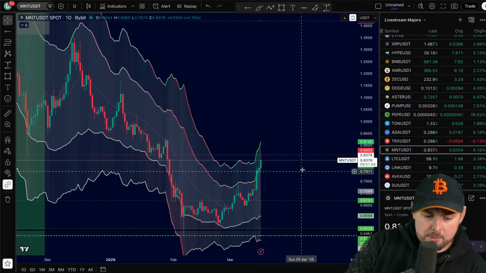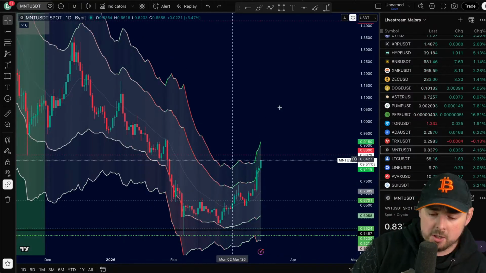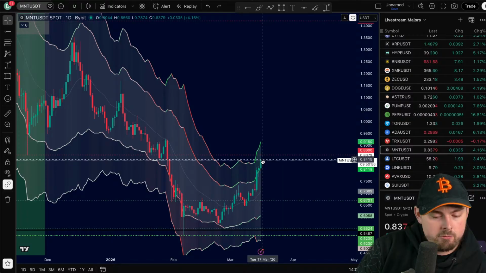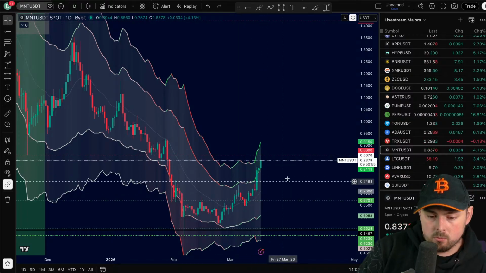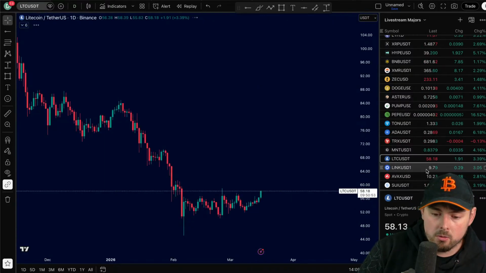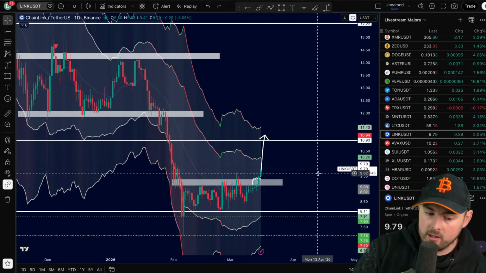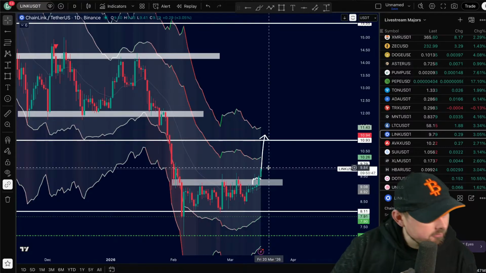Mantle started performing quite nicely again. Obviously, there was a period in time towards, I'd probably say, September, November-ish, when this was outperforming everything on its own. You got Litecoin starting to go as well. Link, channel favourite Link. There you go.